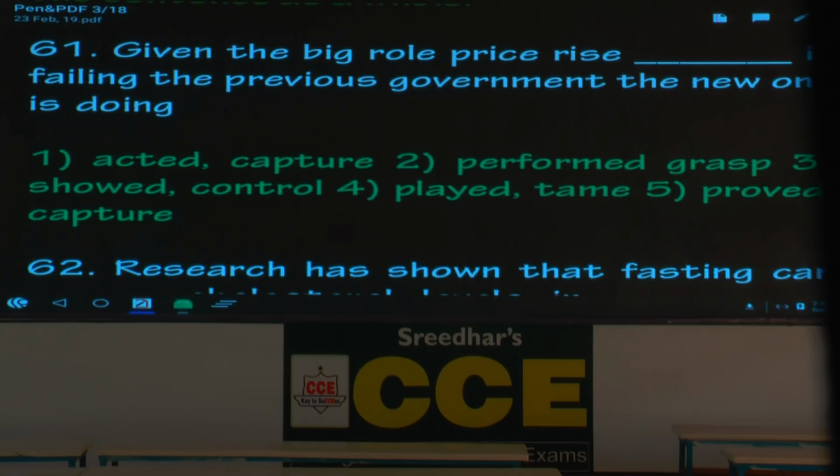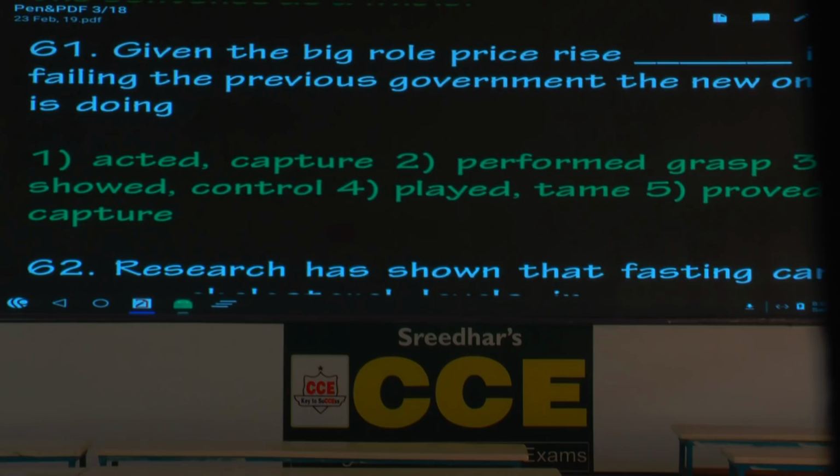Given the big role price rise in failing the previous government, is that the one? The new one is doing well to step up efforts to food inflation. This is the actual sentence. Now we'll see the options. Given the big role price rise, now before I see the options, one word, if you are good at reading, one word should pop up. Which word is that? Played. Played. Now we'll see the options.